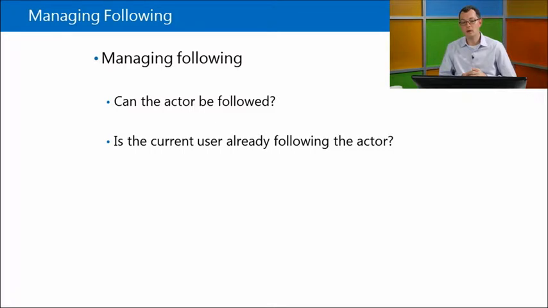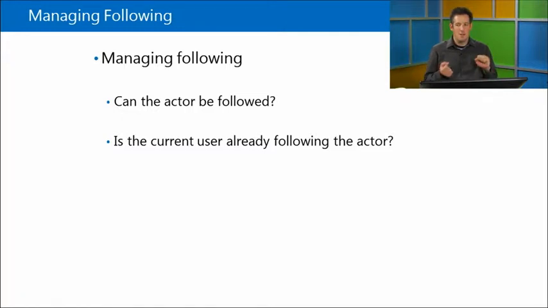So how do you know if an actor can be followed? Or whether, if you're executing code, the user's already following the actor? You're going to need to figure that out before you start showing a link as to whether somebody can now follow it, or showing follow or stop following. Like you mentioned in your little demo, you hit follow, it changed the interface. You want to be able to print out the appropriate text as well.